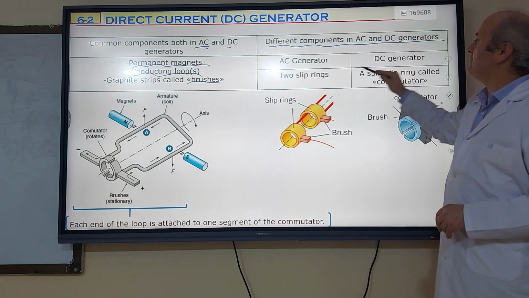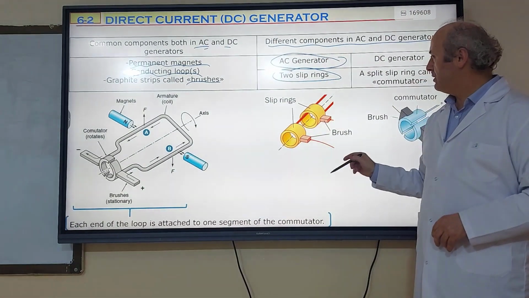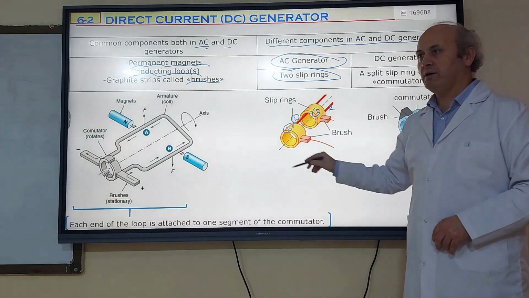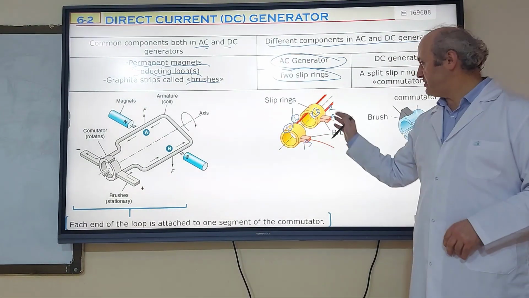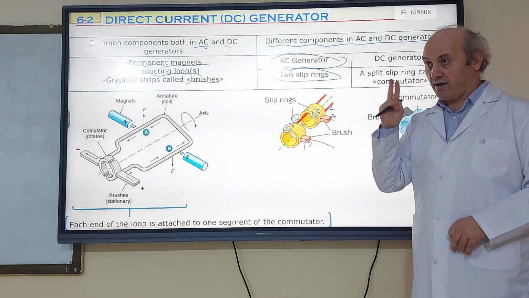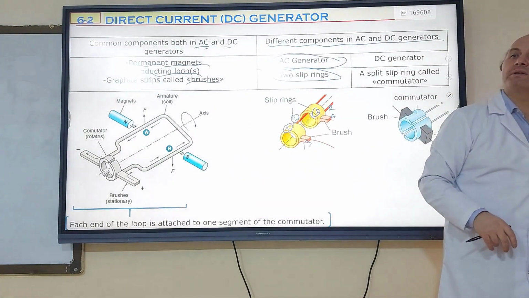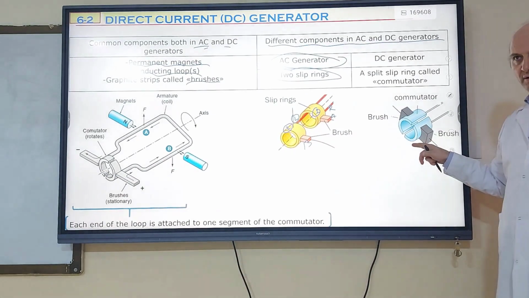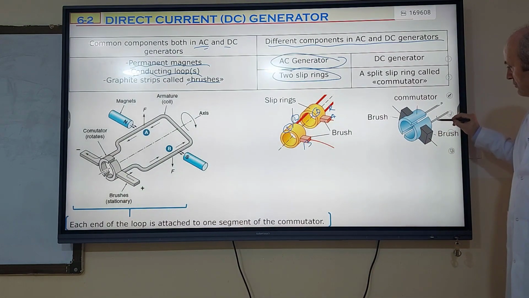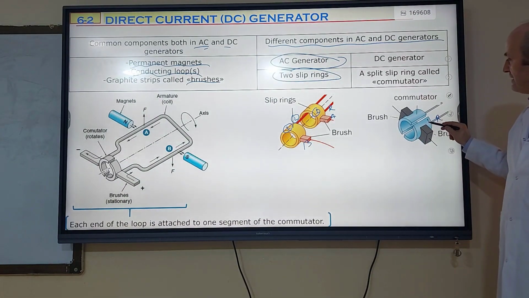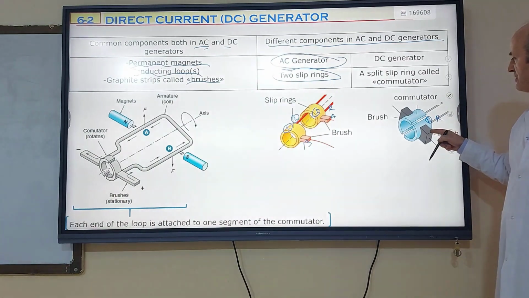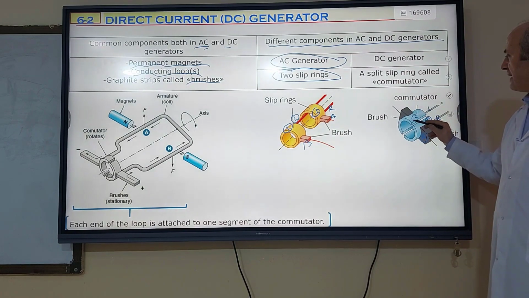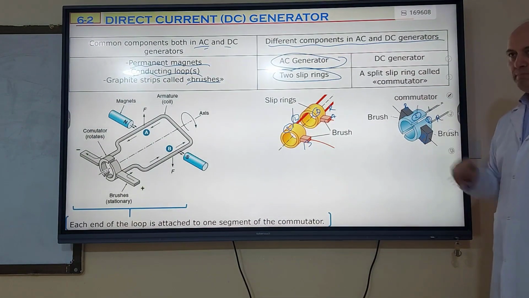In an AC generator we have two slip rings. The right end of the loop is attached to one ring, the left is attached to the second ring. These rings are in contact with brushes A and B. This is what an AC generator is. But in a DC generator, instead of two slip rings, we have just one ring, divided into two segments, two halves. The right end of the loop is attached to the first segment, which is in contact with brush A. The left end of the loop is in contact with the second segment, which is in contact with brush B.